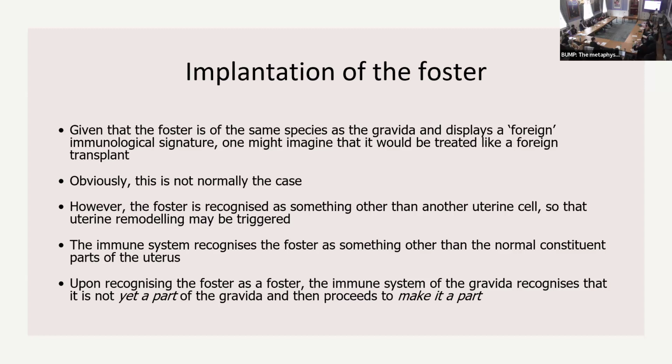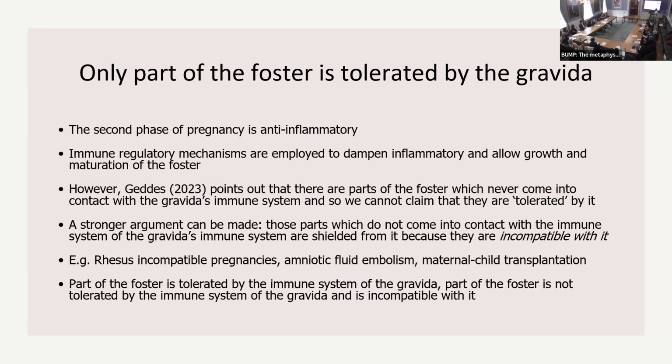And then it proceeds to facilitate implantation. So it proceeds to then make at least part of this other individual a part of itself. But only part of the foster receives this treatment, right? So during the second phase of pregnancy, a number of immune regulatory mechanisms are employed to dampen the inflammatory response and allow growth and maturation of the foster.